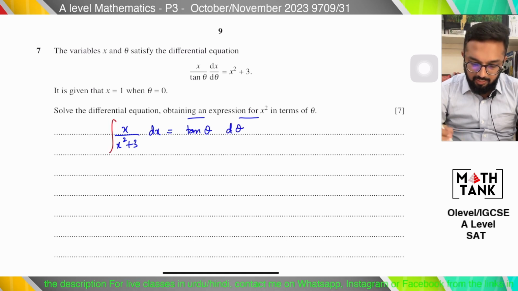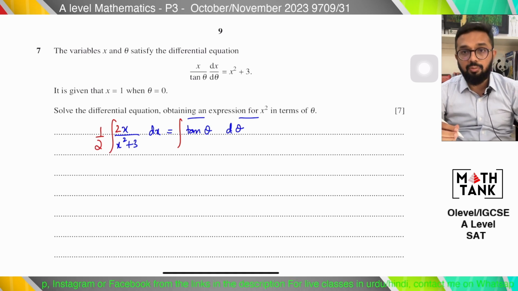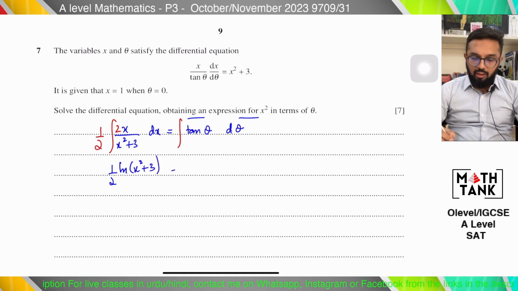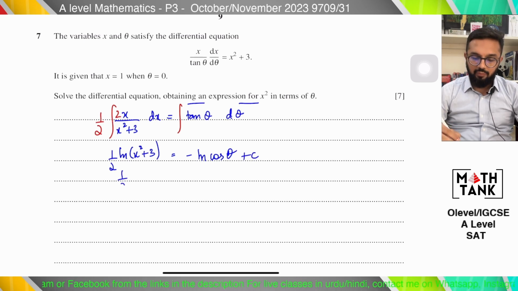Integrating both sides. On the left hand side, I have integration by recognition, so I'll need a 2 here and a half outside to make sure that the differential of the denominator is present in the numerator. So I get half ln x squared plus 3. And the integral of tan theta is minus ln cos theta. This is something that you should remember. Plus c.